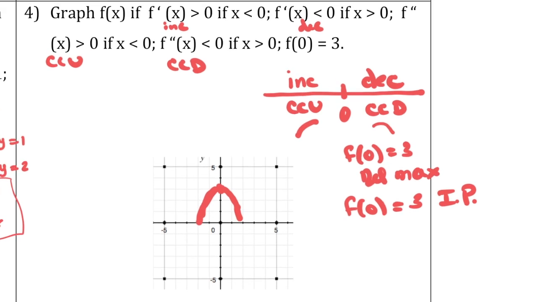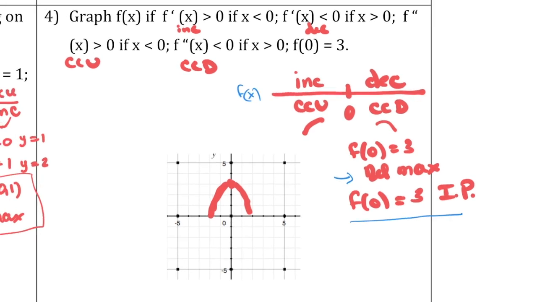Number 4, you were given information once again about increasing, decreasing, and concavity. It was written in different notation, but you should be fluid in both types of notation. For this problem, you were told about f of x and where it was increasing, concave up, decreasing, concave down. Notice you have a relative max and an inflection point at f of 0 equals 3.